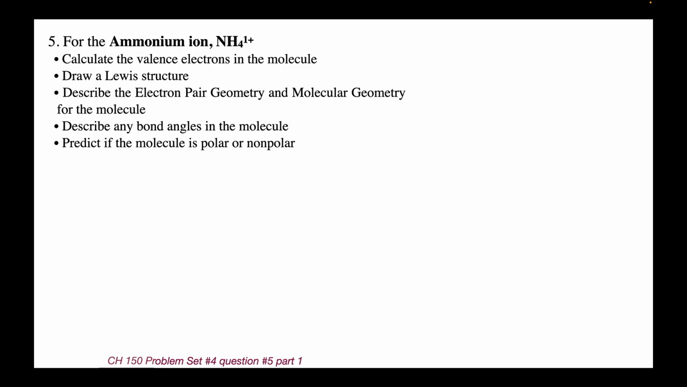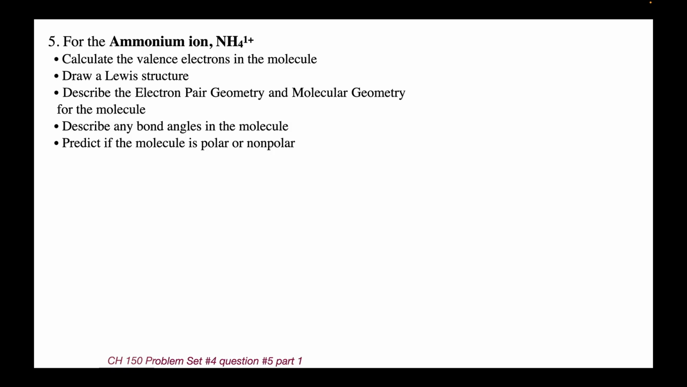In this example, we're going to look at an ion. Now, an ion is just a chemical system that's either missing an electron or has extra electrons. In this particular case, we're looking at a cation. It's the ammonium cation. It's a positive ion. A cation is a positive ion. But to do all of these things, same process.